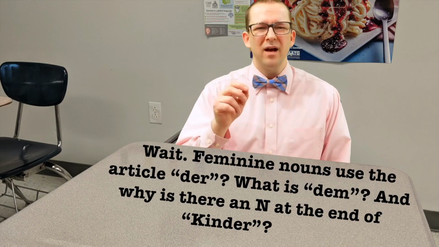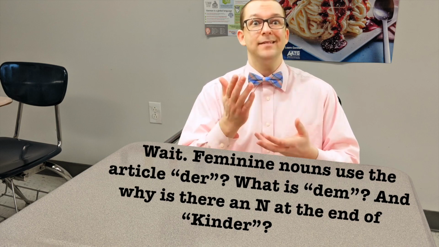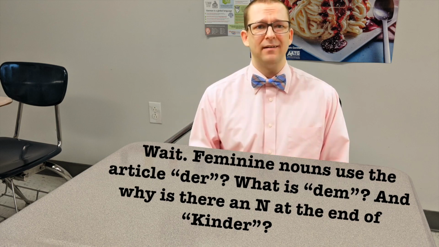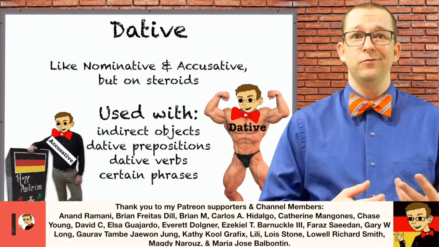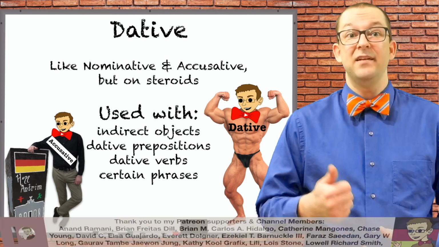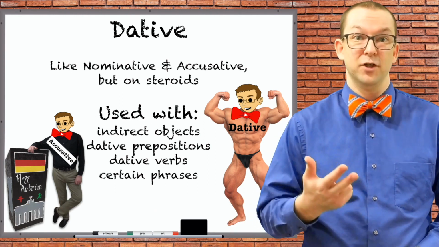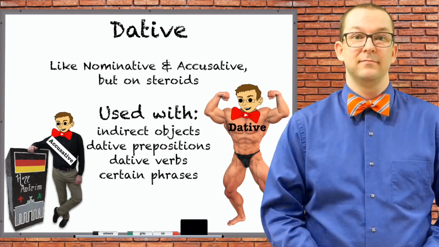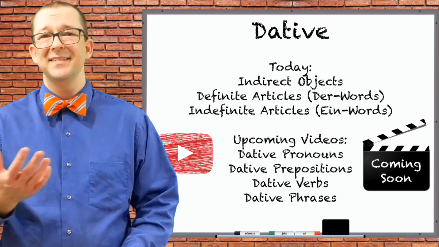Wait, feminine nouns use the article der? What is dame? And why is there an N at the end of the word Kinder? That's dative. It's like nominative and accusative on steroids. The dative case is used with indirect objects, dative prepositions, dative verbs, and certain phrases. Sounds complicated. Lots of people think that, but it doesn't have to be.